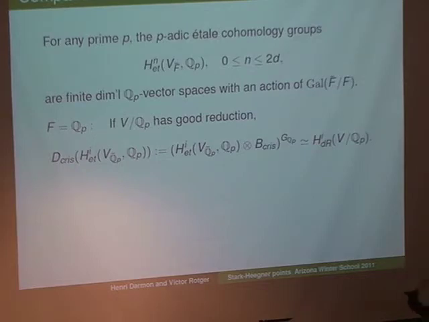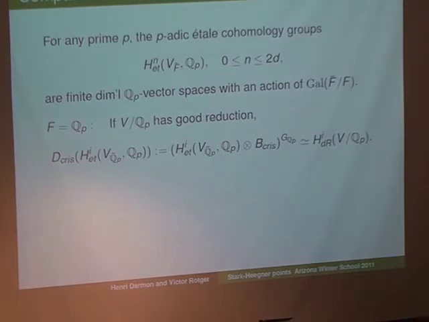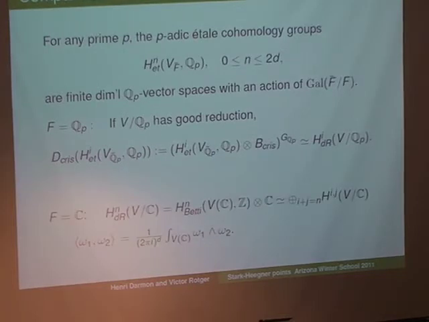this D_cris of the étale cohomology group is exactly equal to the algebraic de Rham cohomology group. This B_cris is what people call Fontaine's ring of crystalline periods over Q_p. This is equipped with a filtration and with a Frobenius action. So this filtration gives a filtration on this tensor product, and this is an isomorphism of Q_p vector spaces together with this filtration. There is also an action of Frobenius on both sides, and this also respects this Frobenius action. But we won't be using this very much, just for having the idea.